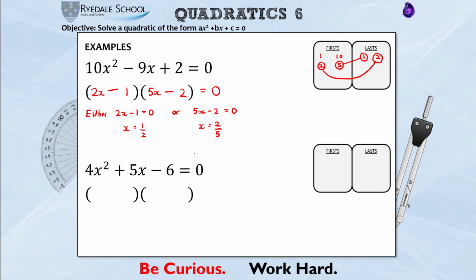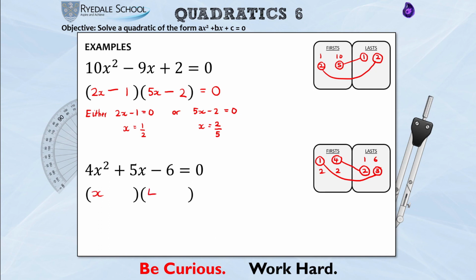Let's look at this final example. 4x squared plus 5x take away 6 equals 0. Firsts, 1 and 4 or 2 and 2. Lasts, 1 and 6 or 2 and 3. How am I going to make positive 5? Well, because the signs are different, this is going to be one where it subtracts to make 5. And I've spotted that 4 with 2 is 8. And 1 times 3 is 3. And they have a difference of 5.